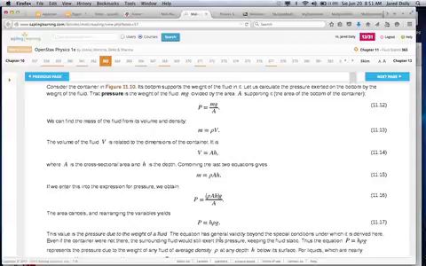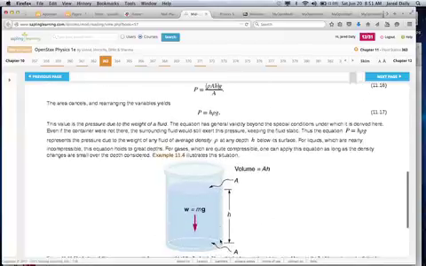It turns out it doesn't care about the mass of the fluid. It doesn't care about the cross-sectional area. All it really cares about is the height, the density, and the gravitational constant. So that makes it quite simple.